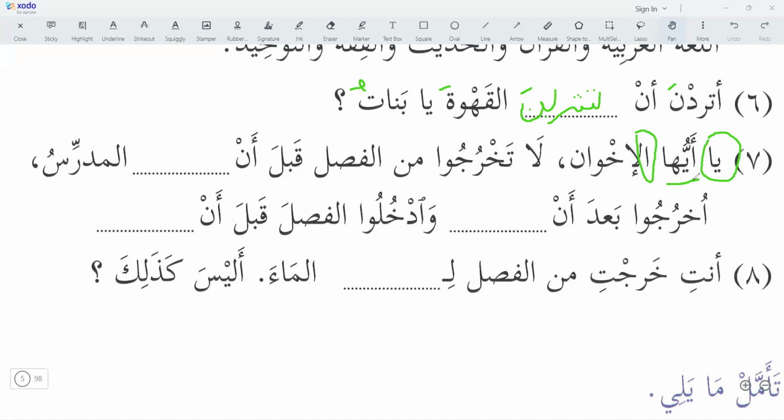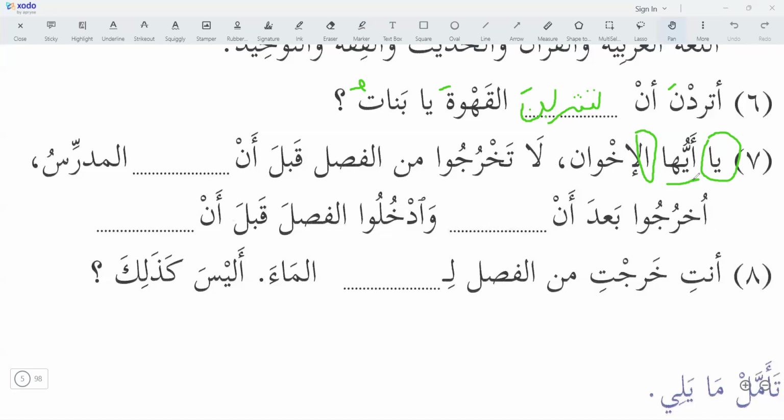Qabla an yakhruj al mudarrisu, before the teacher leaves. Leave after he leaves. Leave after he leaves. And enter the class before he enters. Before he enters. So, O brothers, don't exit the classroom before the teacher exits, or before the teacher left.